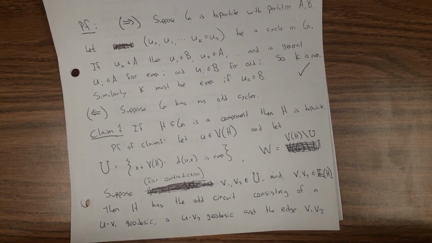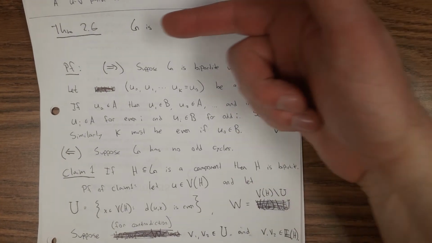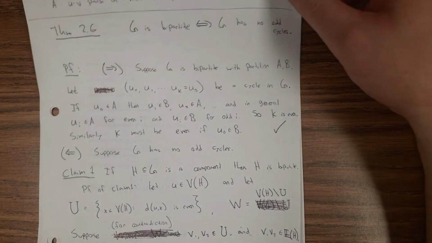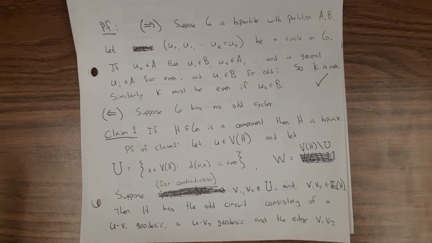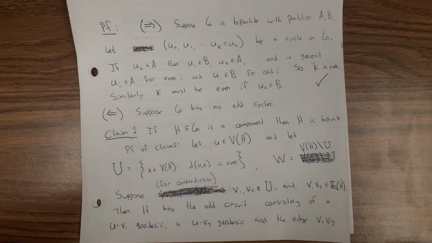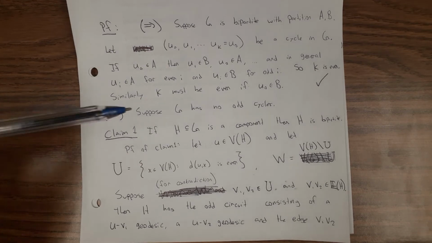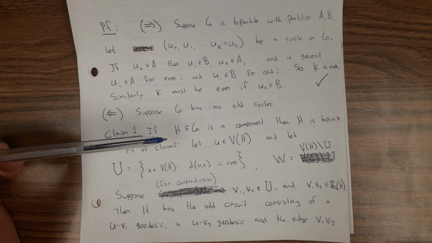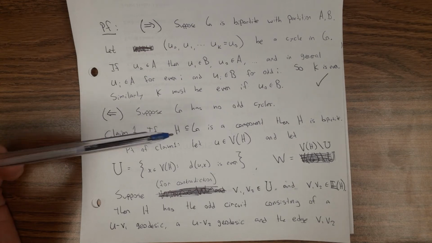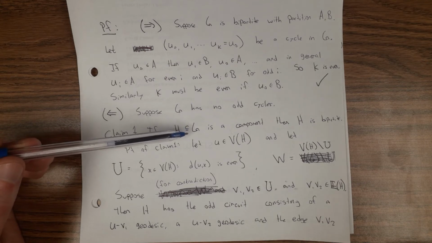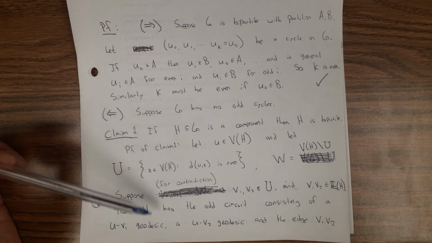Now let's prove the other direction. So the other direction is this way, so I'm going to assume that G has no odd cycles and then prove that G is bipartite. And this is the harder direction. So I'm breaking this down into a couple of claims. The first claim is that the components of G must be bipartite. So, in other words, if H is a component of G, then H is bipartite. So let's prove that claim.